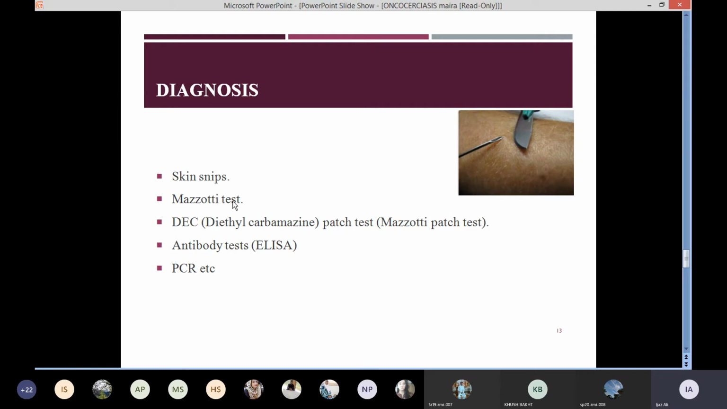Then the second most popular test which is used is the Mazzotti test, and the Mazzotti test is, you can say, can you see this slide?